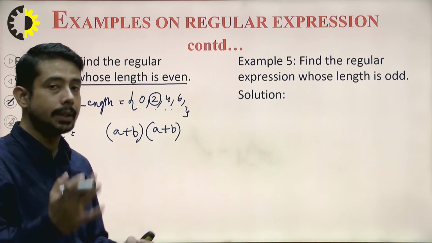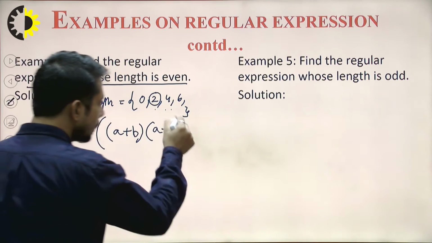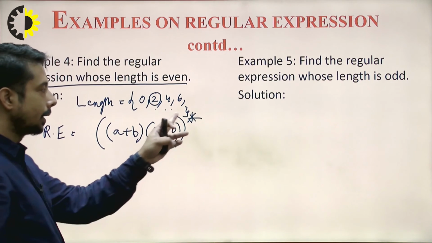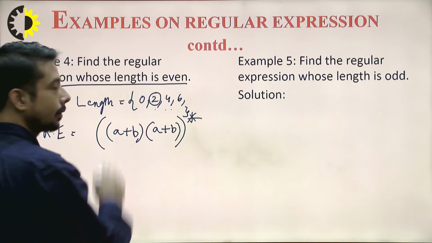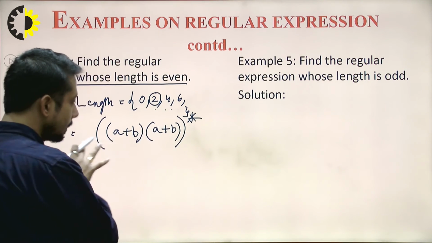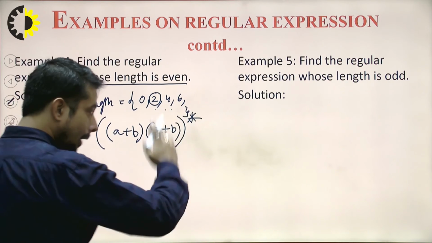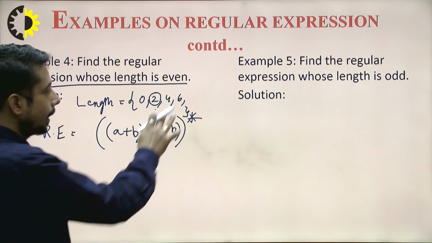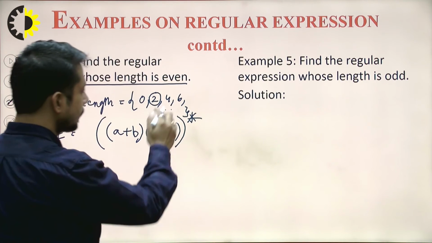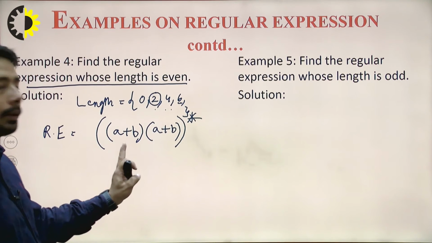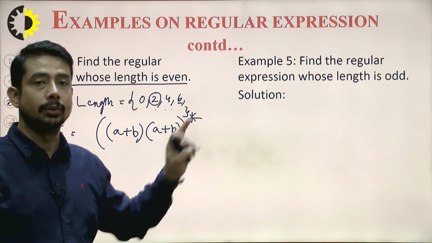I need to increase this. I need to make it double. What do we do? We apply a power, right? So I will put an overall power. If I take the asterisk equal to 0, then the entire expression becomes epsilon, which is length equal to 0. If asterisk equals 1, then length will be 2. If asterisk equals 2, then length will be 2 and 2, that is 4. Correct? If asterisk equals 3, then length will be 2, 2, 2, that is 6. So this particular expression will give you all possible strings whose length is even.